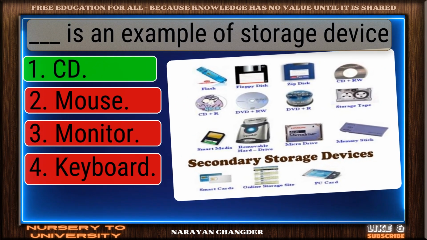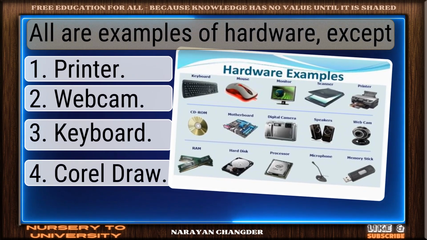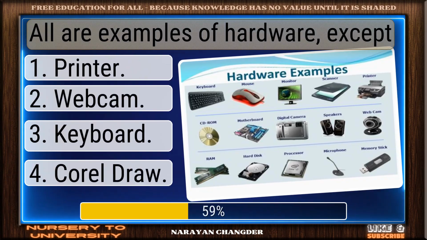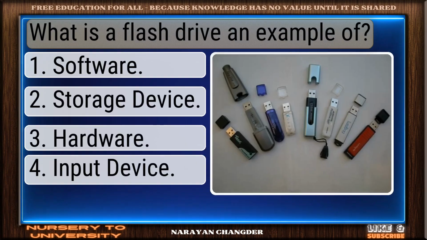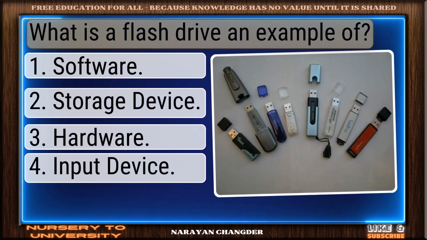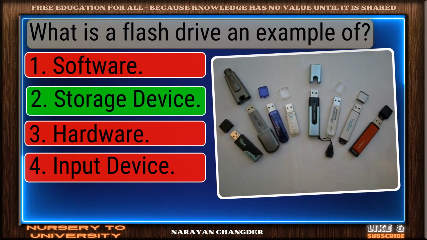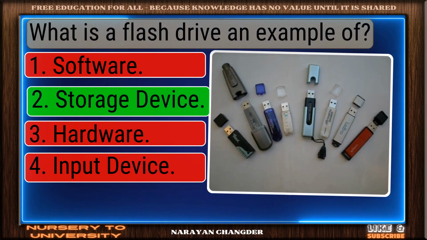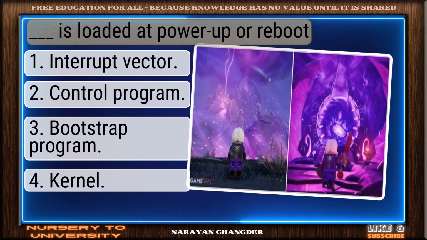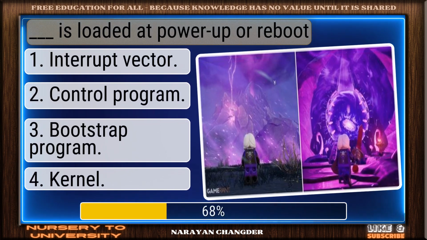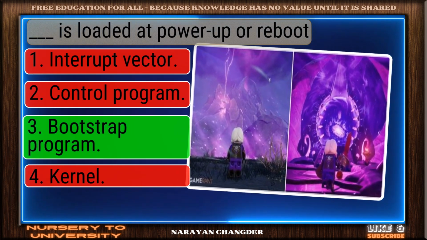Exactly. CD makes sense. All are examples of hardware, except. On track. CorelDRAW is correct. What is a flash drive an example of? Smart move. Storage device is the accurate answer. Dash is loaded at power up or reboot. Nicely done. Bootstrap program is solid.